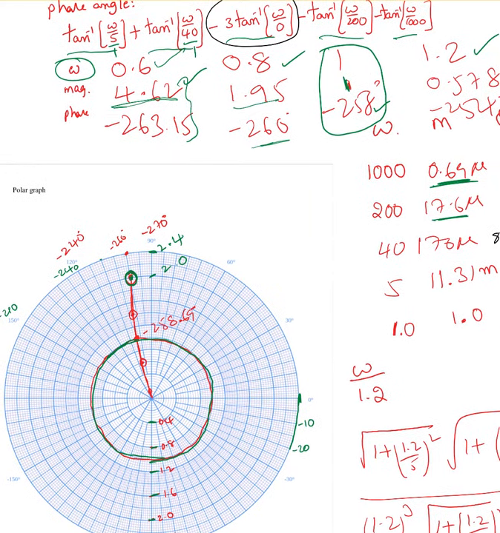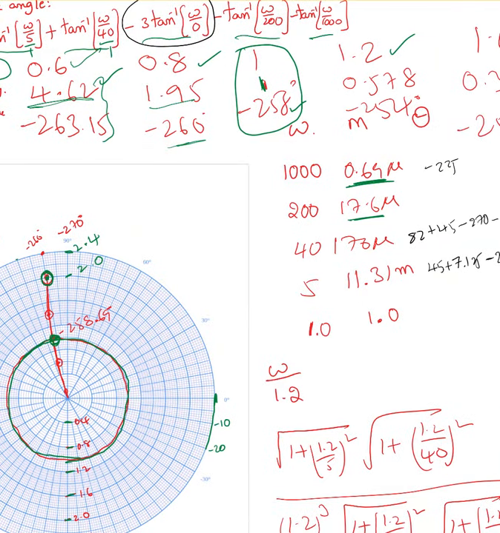So the next one is 1 at an angle of minus 258. So 1 is, this is the unit circle, at an angle of minus 258. Okay, 260 and 258 are almost the same, so it is probably closer to that circle.